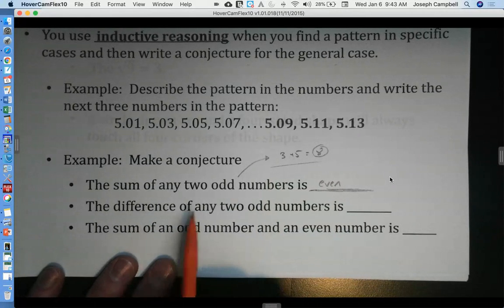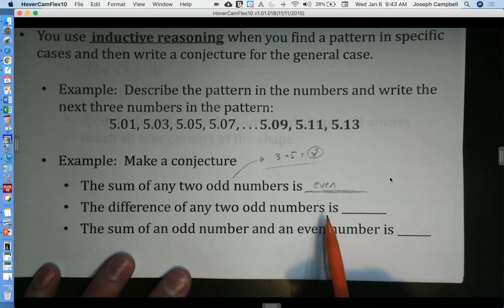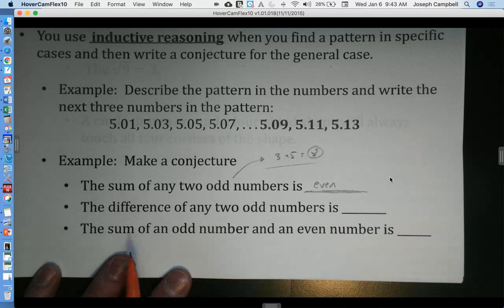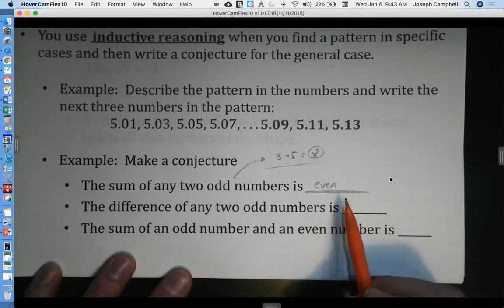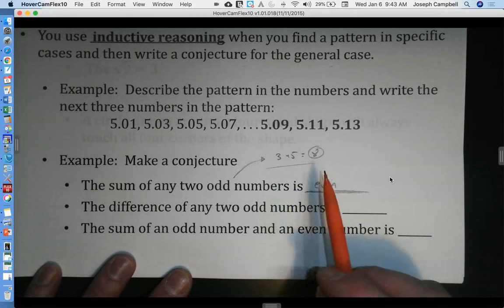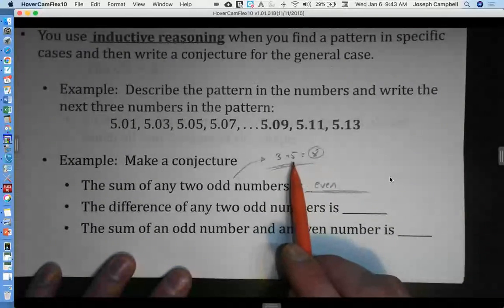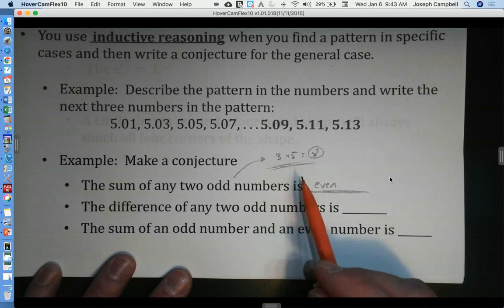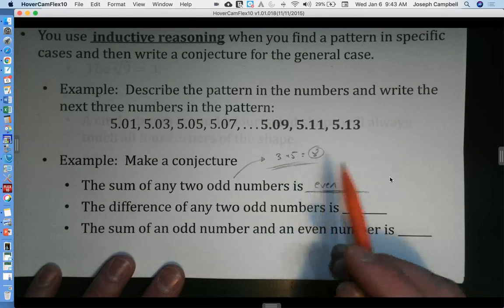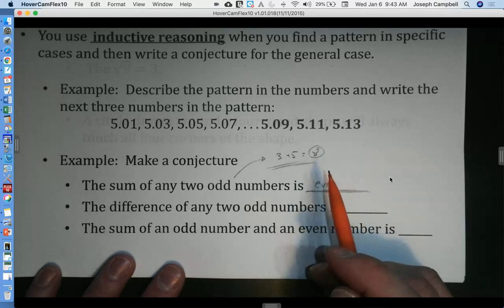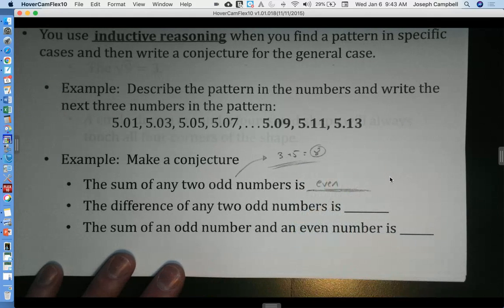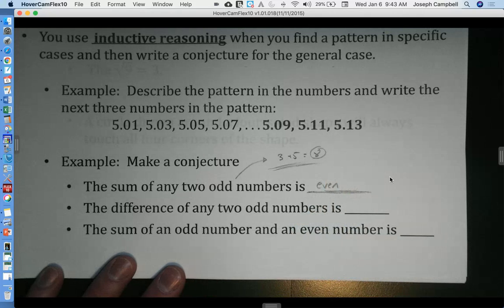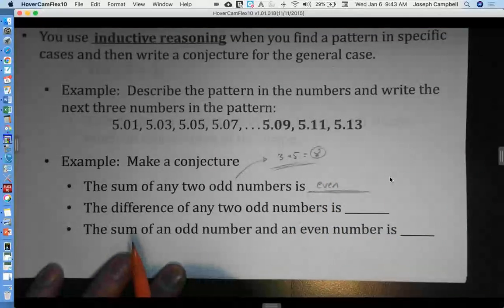The difference of any two odd numbers is what? So again, you have to make an example. If I wanted to actually prove this, this is not proven. This is just one example. It's what you would colloquially call anecdotal, right? Doesn't mean it's wrong. It just means it's not proven. If I wanted to prove it, I would have to use some serious mathematics, some serious logic, which we're not quite ready for yet. So anyway, the difference.